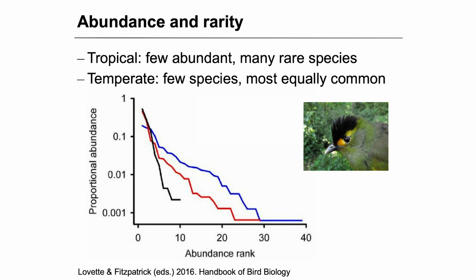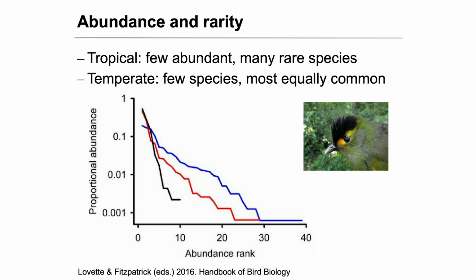And you can see here, this black line has very few species. It's stopping off at 10. There are only 10 species here, right? Because this is the number of species. But the red line has 30 species. So this community is more species rich than this community.